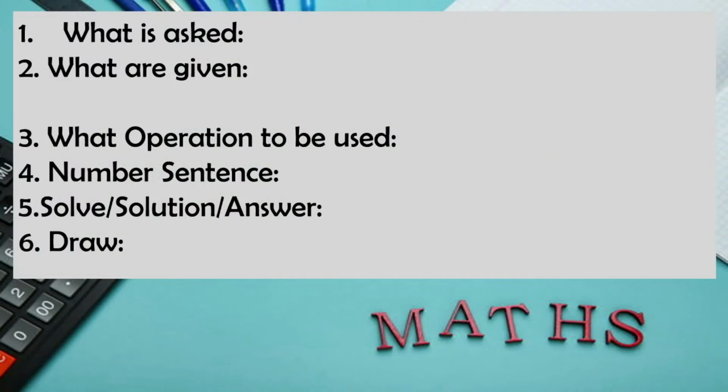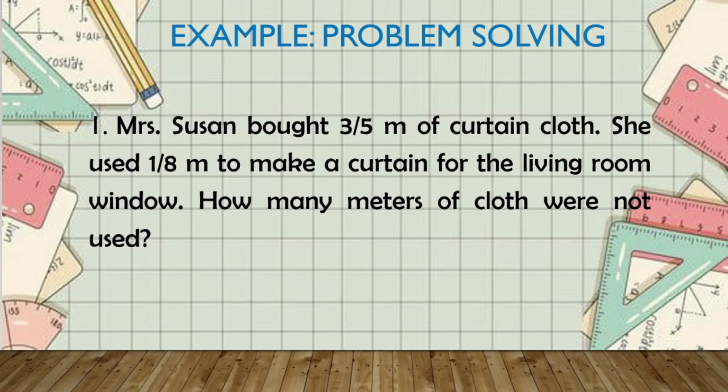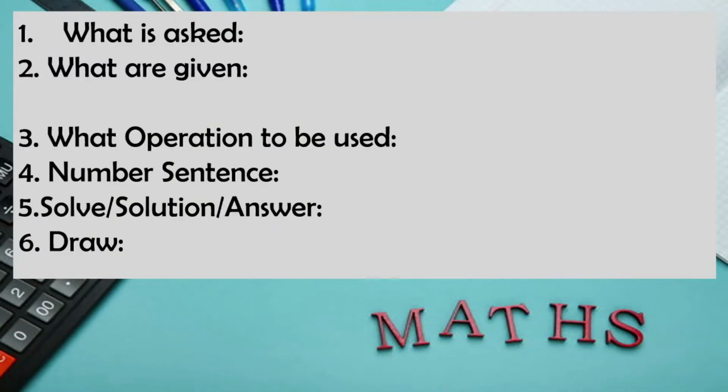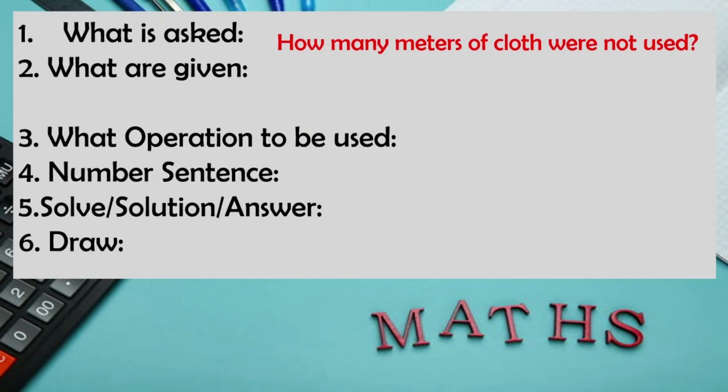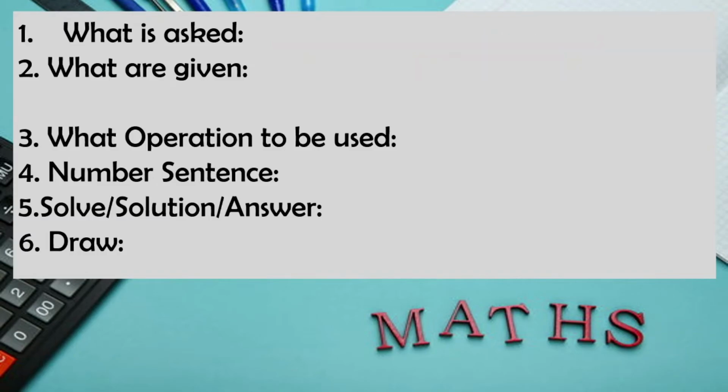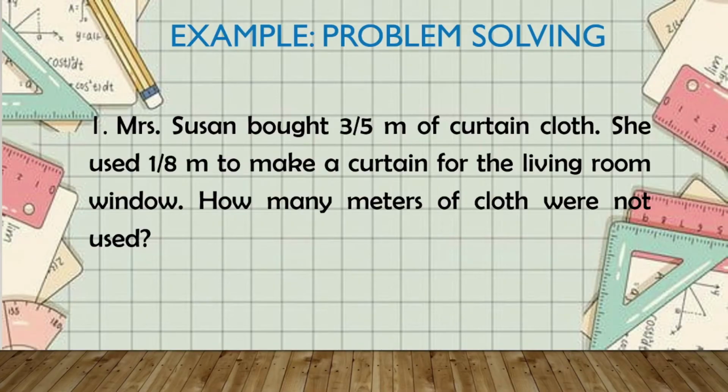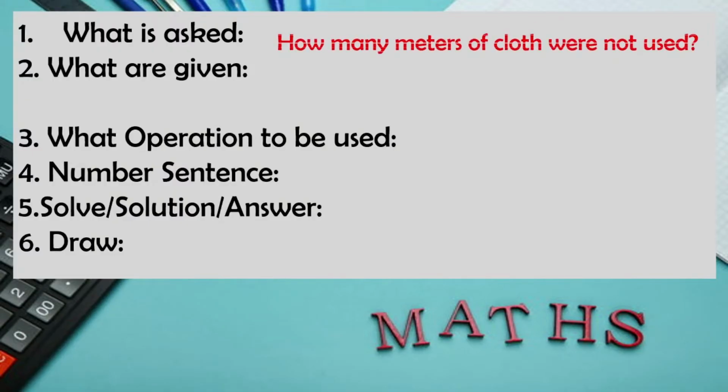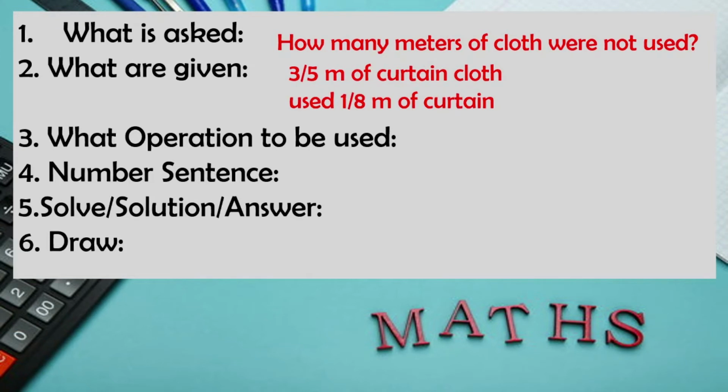Proceed tayo sa questions. Okay, what is asked? So as you can see, meron tayo ditong question, how many meters of cloth were not used? Okay? So pwede nyo nang gamitin yung how many meters of cloth were not used. The next, what are given? Ano yung number na nandito sa problem? So meron tayong 3/5 meter of curtain cloth, then 1/8 meter of curtain na ginamit. So that are the given.